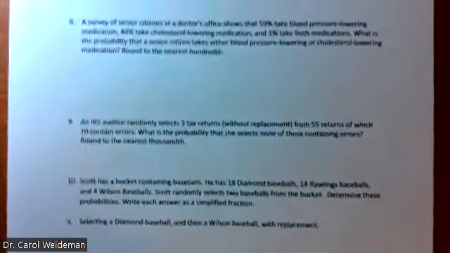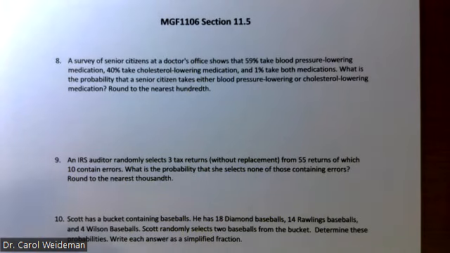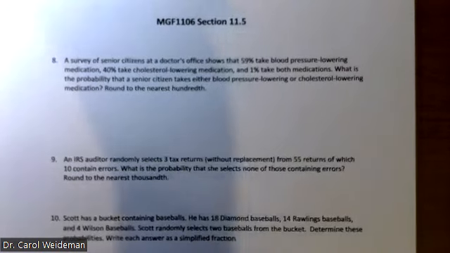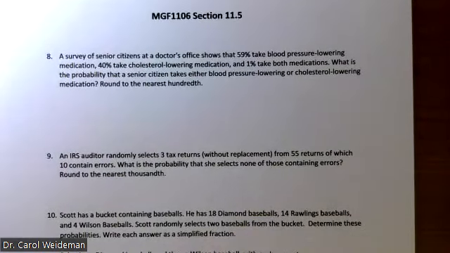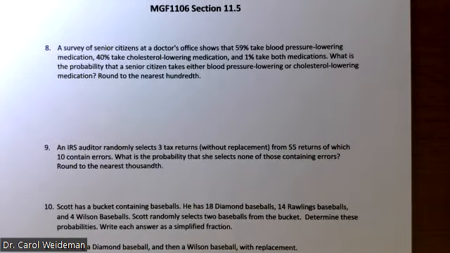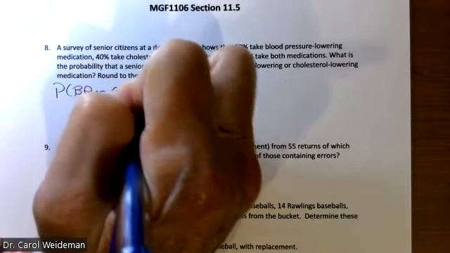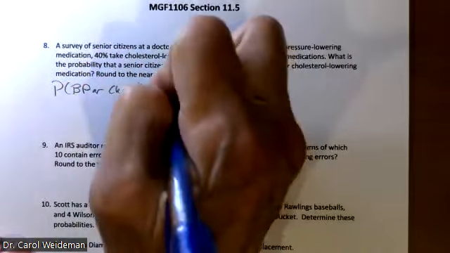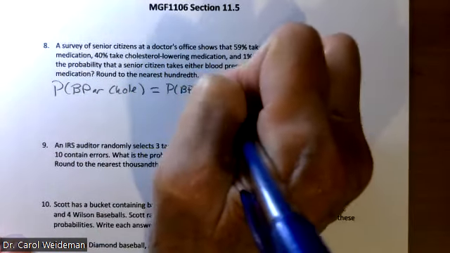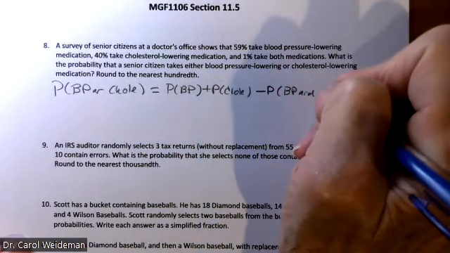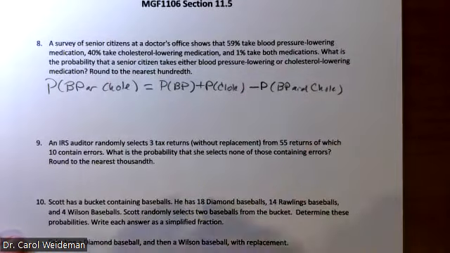This time we're going to have sentences to work with. We're having a survey of senior citizens at a doctor's office, and it shows that 49% take blood pressure medication, 40% take cholesterol medication, and 1% take both. What's the probability that a senior citizen takes either blood pressure lowering or cholesterol lowering medication? So we want to calculate the probability of blood pressure or cholesterol. I'm going to abbreviate it like that. It's going to be the probability of blood pressure medicine plus the probability that they take cholesterol minus, and remember, some of them are taking both, so we have to subtract the probability that they take both.